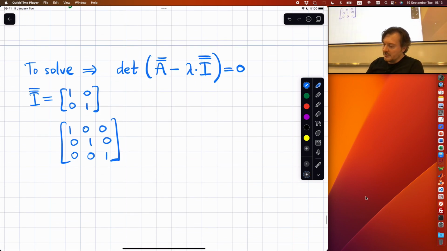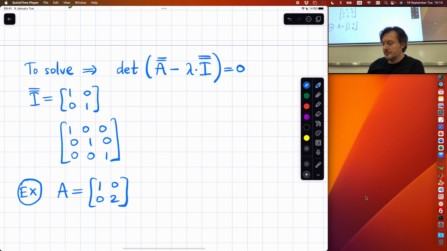And the best way is to do an example. Let me do an example. I will look at this matrix, 1, 0, 0, 2. Okay? I want to find its eigenvalues and eigenvectors. By the way, is this Hermitian? Yes, when you transpose and conjugate, it's still the same matrix.